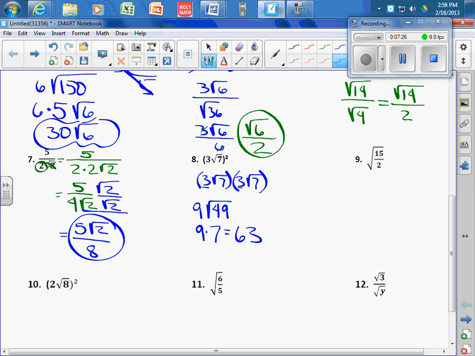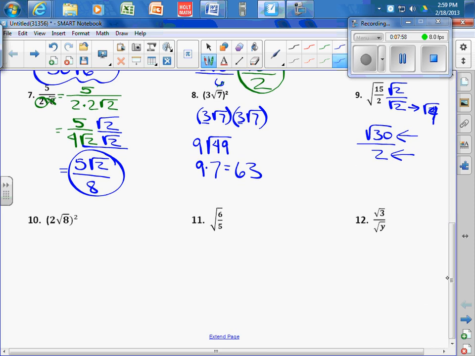Number 9, we can't have that fraction, 15 over 2, under the radical like that. That's the second bullet in simplifying radical expressions. So we have to take radical 2 over radical 2. What do you have in the numerator? Radical 30. What do you have in the denominator? Well, radical 2 times radical 2 is radical 4. What is the square root of 4? 2. Numbers inside the radical cannot be combined with numbers outside the radical, so this remains radical 30 over 2.